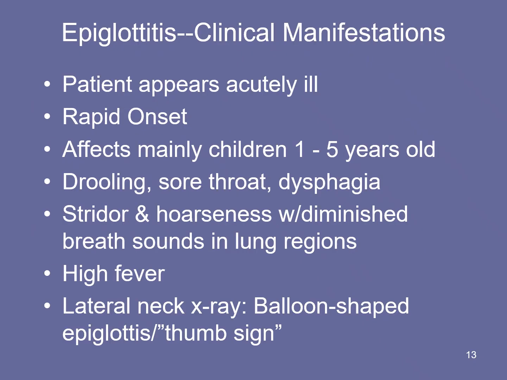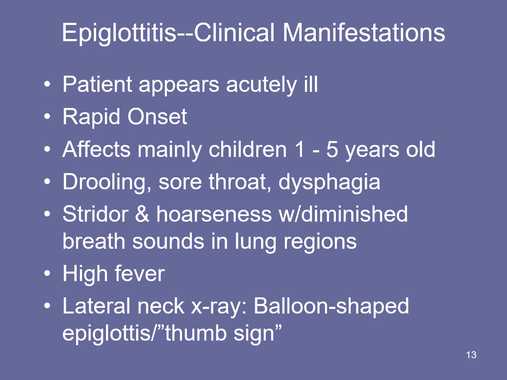Clinical manifestations, building on the prior slide. The patient appears acutely ill, and onset tends to be rapid. It affects mainly children 1 to 5 years old. The child's throat, their airway, is so swollen and painful. It's painful to even swallow their own saliva, so they can be drooling, with sore throat and dysphagia.